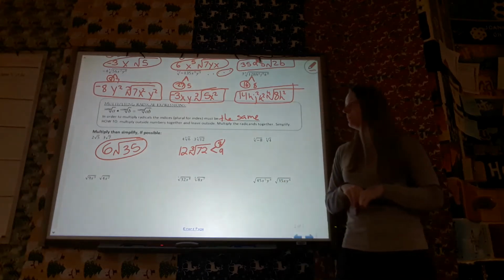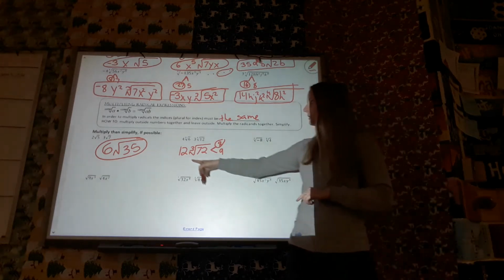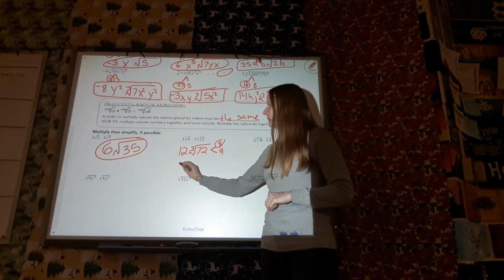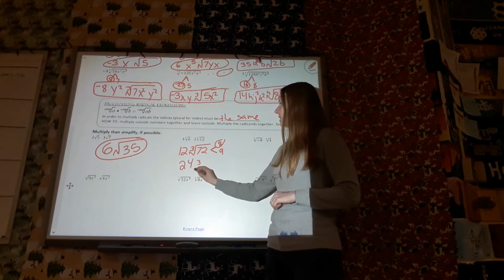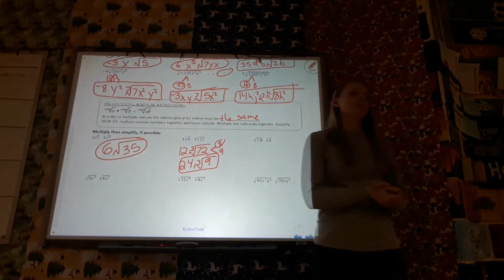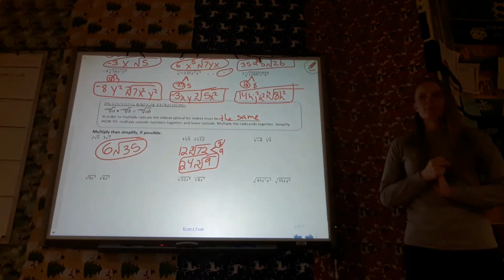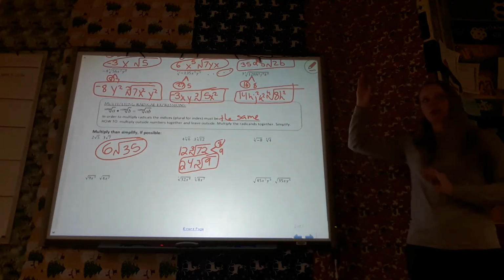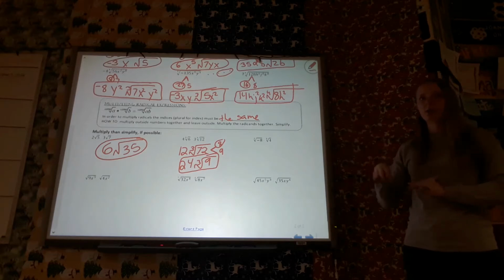So what is the cube root of 8? 2. It comes out to join the 12, gives me 24, leaving just the cube root of 9. You see, we did the simplifying first. You guys had an understanding of that before we did multiplication, because multiplication does involve simplifying at the end.